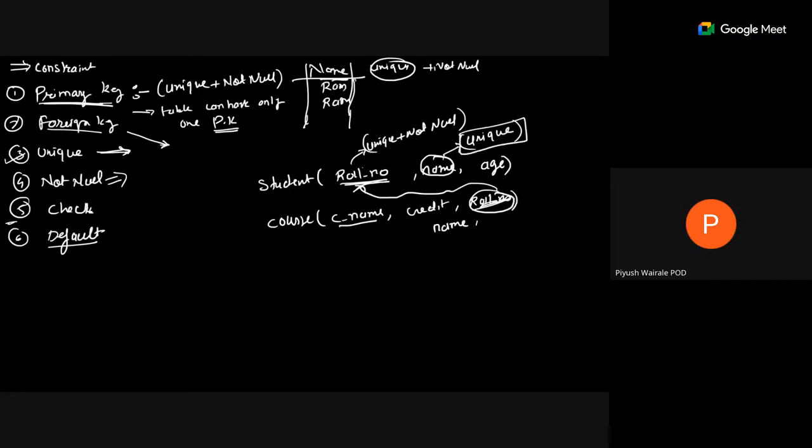If you apply a unique constraint to the name column, then we can make this column a foreign key in the course table. So remember, if any attribute has a unique constraint, then we can make that attribute a foreign key referencing that particular key. Okay, so that's about the foreign key. Any doubt in this part?